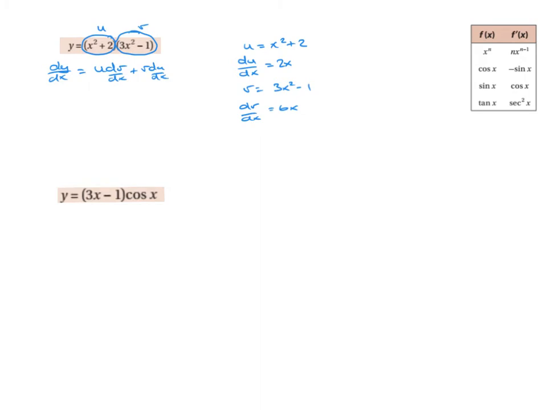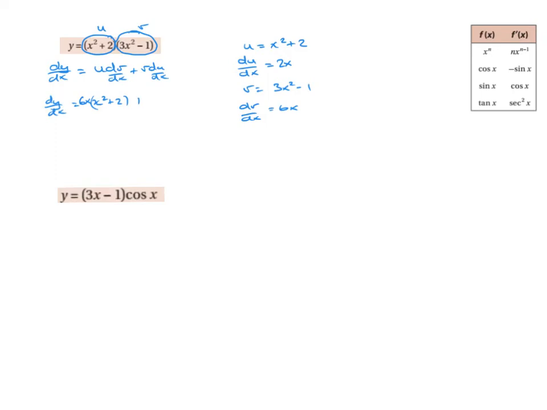Fill in what we know, so we now know that dy/dx is equal to u, which is x squared plus 2. Put it in a bracket. And what we have is, so that's u there, by dv/dx, which is 6x. I can stick it behind the bracket here, or I can stick it in front. I'm going to put it in front, so I don't have to do it later. So 6x, x squared plus 2.